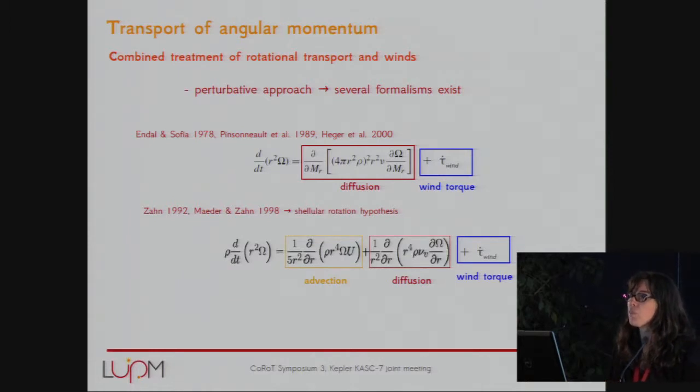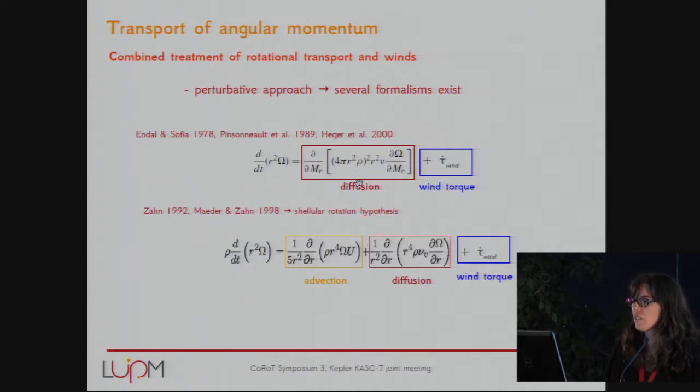And we are left with perturbative approach because we want to implement this in 1D stellar evolution code. And there we have several, actually 2 formalisms that exist. And one is using a purely diffusive approach, which has been developed first by Endal and Sofia and implemented in several stellar evolution codes with a great success. And the other one developed by Jean-Paul Zahn and Maeder and Zahn, under the cellular rotation hypothesis, in which this meridional circulation I talked to you about just before is modeled as an advective process and not as a diffusion process anymore.